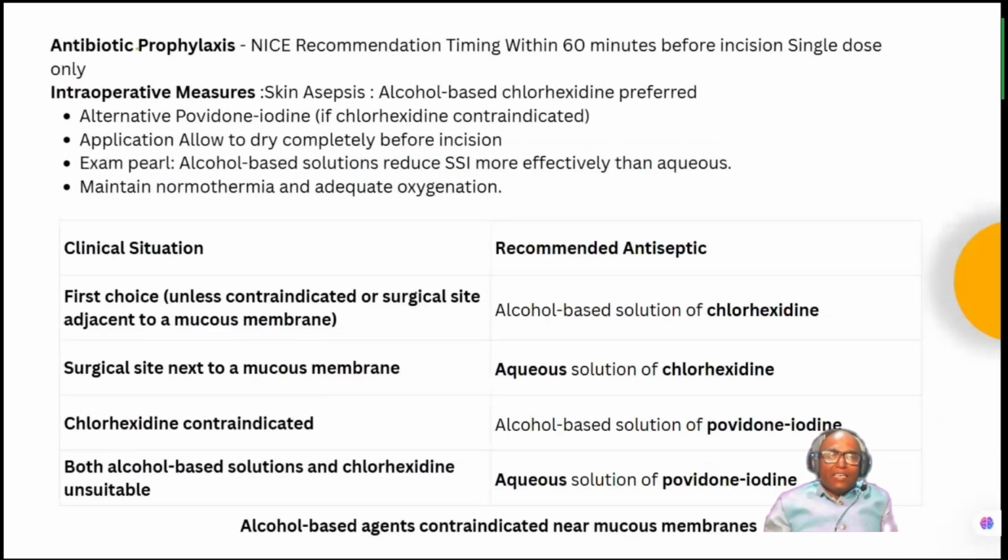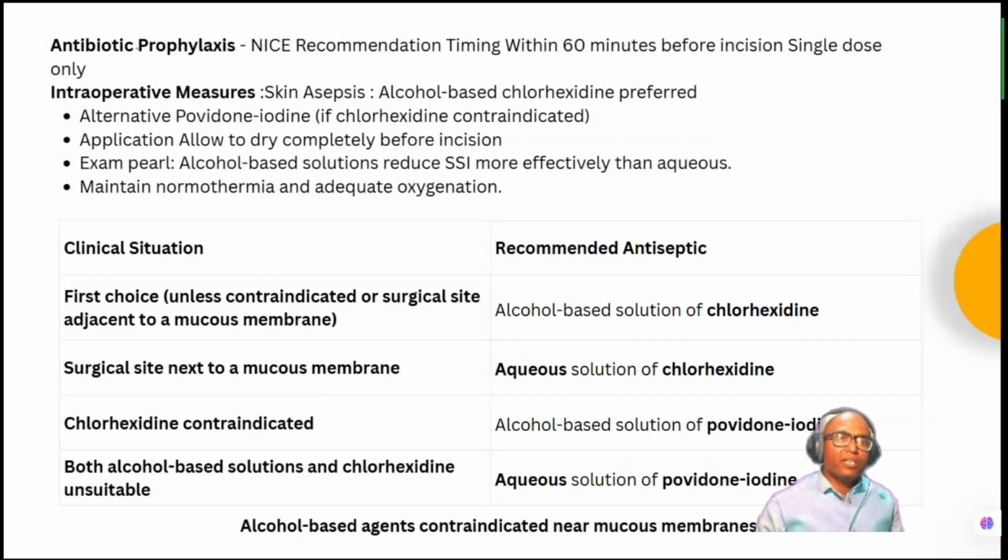Now, what does the guideline say about antibiotic prophylaxis? On this particular NICE guideline, they can give you the options. As per NICE, this is recommended, so you should know what exactly is recommended in that situation. The NICE recommends that antibiotic prophylaxis should be given within 60 minutes before the incision, and it is a single dose to be given within 60 minutes prior to the incision.